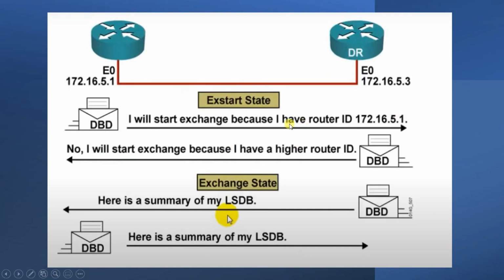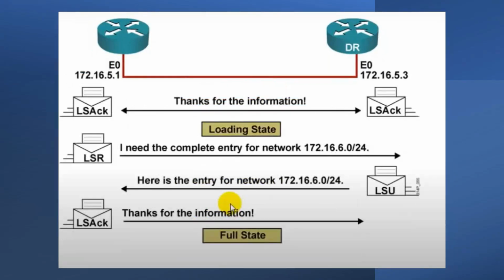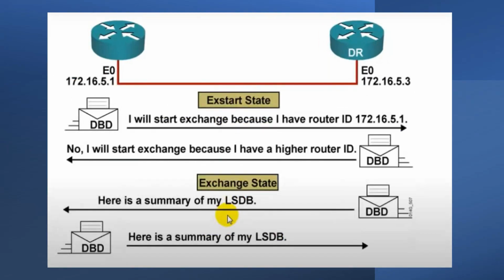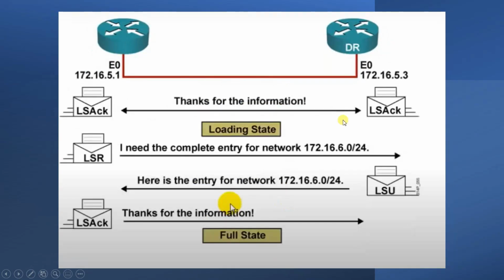In exchange state, according to the decision which is taken, who has to exchange first, that router starts to exchange their LSDB, link state database, to the other router. Similarly, then the second router starts to send the LSDB to the first router. This is exchange. Then we go to the next state. In the previous state, after the exchange of the link state database, the acknowledgement is sent between both the routers.